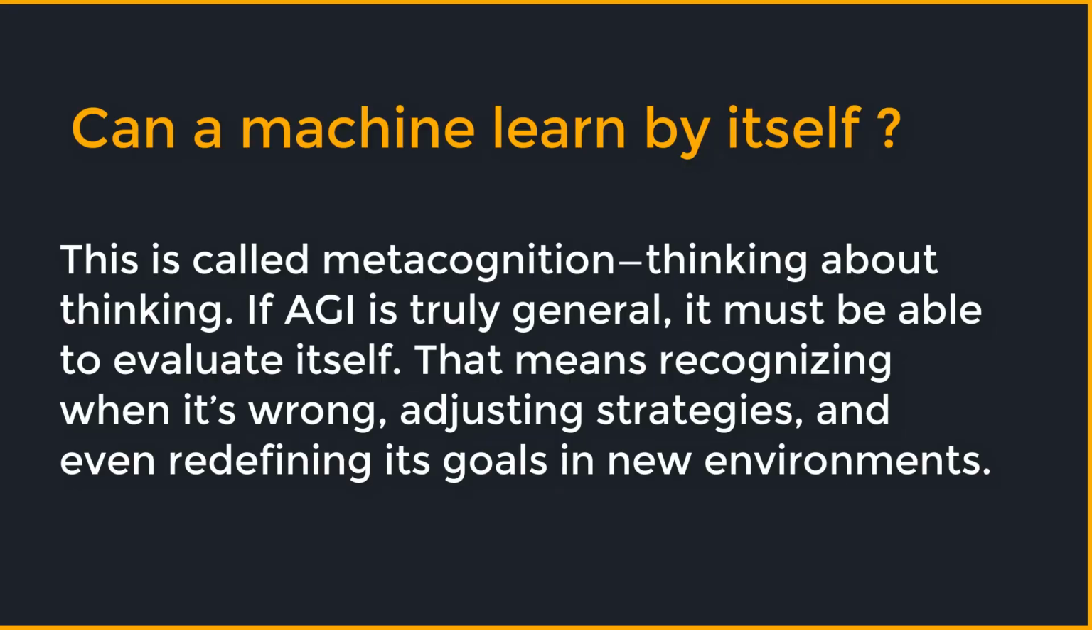And this is where AGI gets very powerful: self-awareness. Well, can a machine know that it exists? Can it reflect on its own performance, learn from its mistakes, and change its approach without being told? This is called metacognition, thinking about thinking. If AGI is truly general, it must be able to evaluate itself. Now that means recognizing when it's wrong, adjusting strategies, and even redefining its goals in new environments. Well, researchers believe that self-awareness is essential for AGI. Others think it's not necessary, right? But one thing is very clear, that AGI must be able to learn and improve on its own.